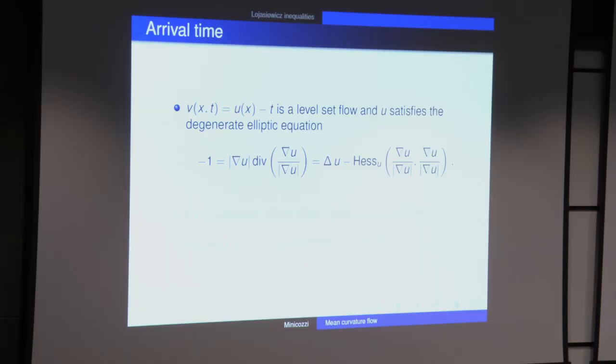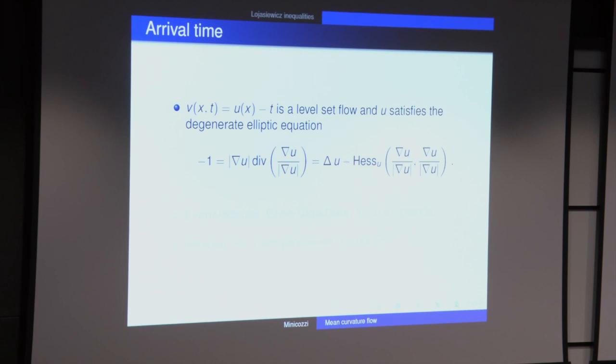Okay, so now, let me write down a PDE. So the arrival time solves a second order degenerate elliptic nonlinear PDE, which is written down here. If you'll notice, there are a couple of features of this PDE. The first thing is it's not particularly well behaved at critical points where the gradient vanishes. So you're dividing by the norm of the gradient.